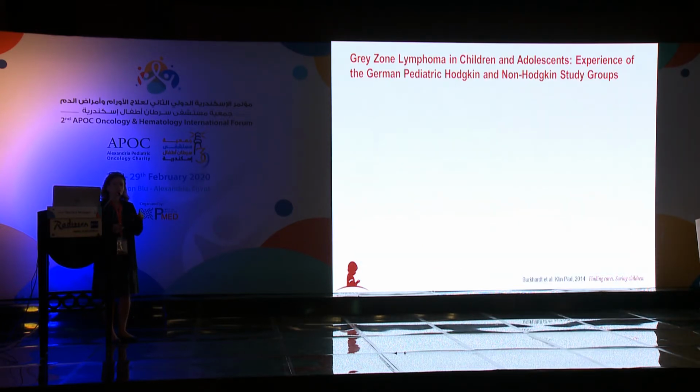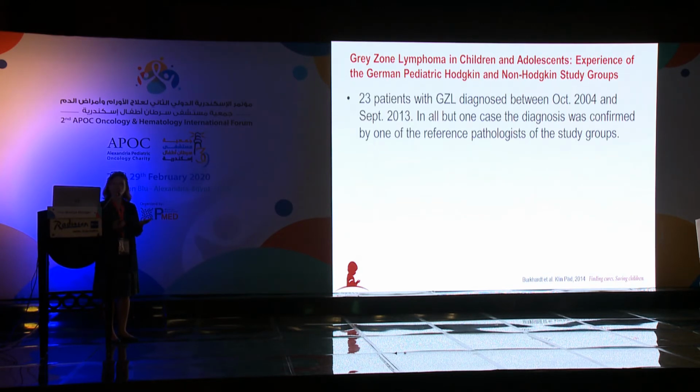So then, Dr. Burkhardt from the non-Hodgkin lymphoma group, together with Dr. Maus-Kerholz from the Hodgkin lymphoma group, decided to take together all their cases from the Hodgkin lymphoma and the non-Hodgkin lymphoma trials and see how they did. They found a total of 23 patients with gray zone lymphomas that were diagnosed between October of 2004 and September of 2013. And in all but one case, the diagnosis was confirmed by one of the reference pathologists.